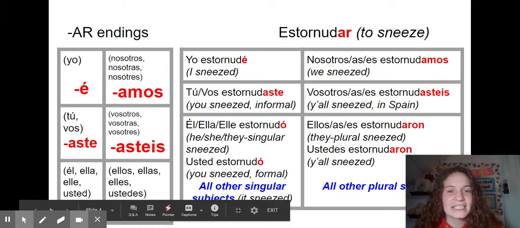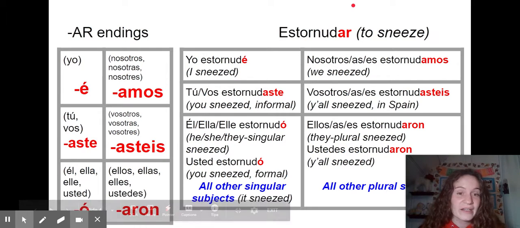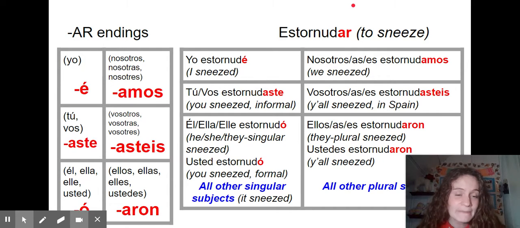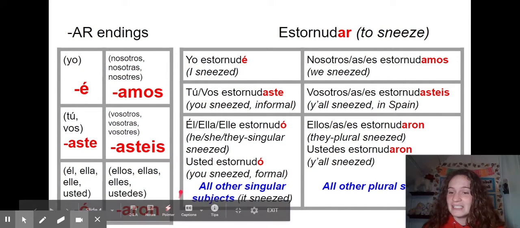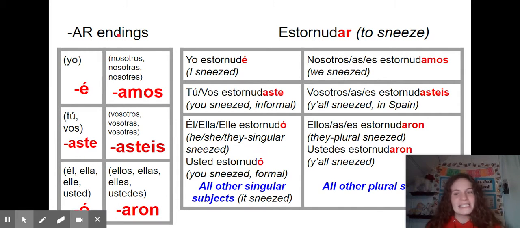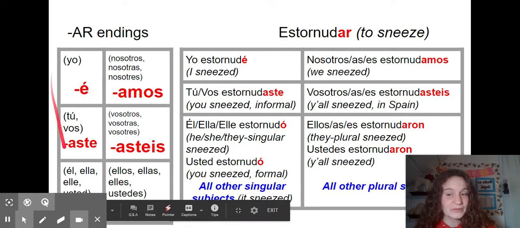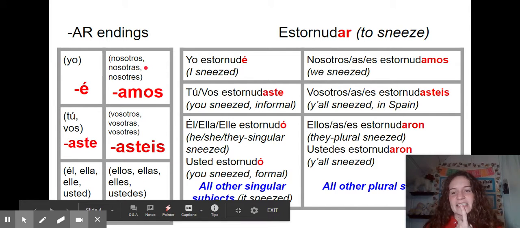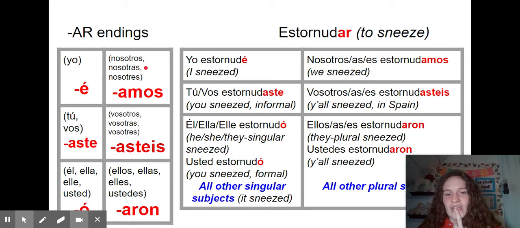Let's do some practice. So here's the verb estornudar. Estornudar means to sneeze. It is an AR verb. Over on the left here, we see all of our AR verb endings. So these will be helpful for us. And anytime we want to conjugate a regular AR verb, step one is always to take off that AR. So the AR over here that I have in red, I am getting rid of that. Just pretend that's not there.